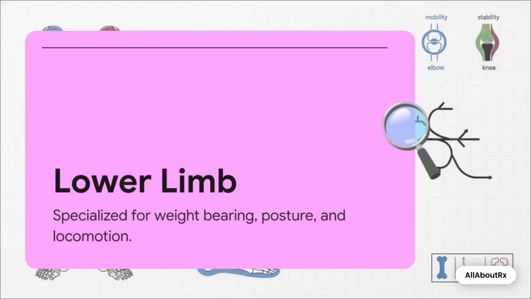So what exactly is the lower limb? Well, it's the region of your body specialized exclusively for weight-bearing, posture, and locomotion. Unlike the upper limb, which evolution basically designed for precision so we can manipulate our environment, the lower limb is a structural powerhouse built for integrity and moving us powerfully through space.